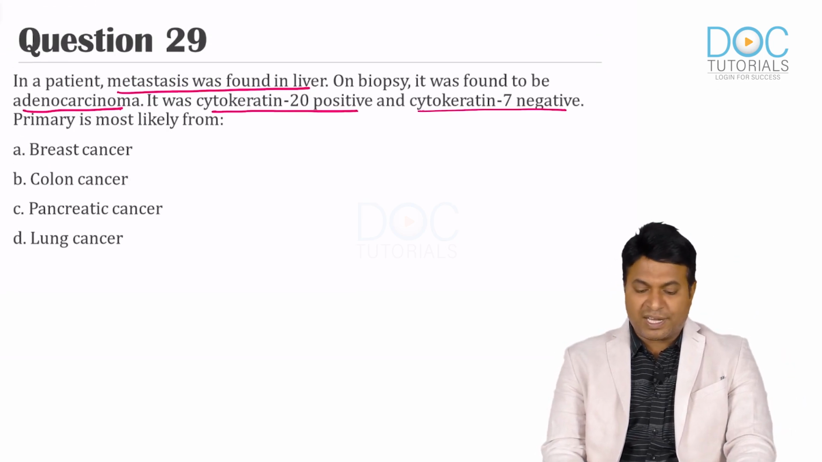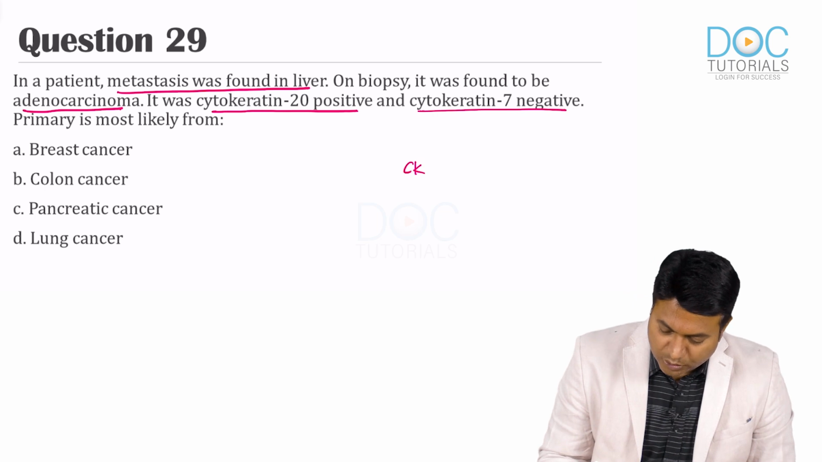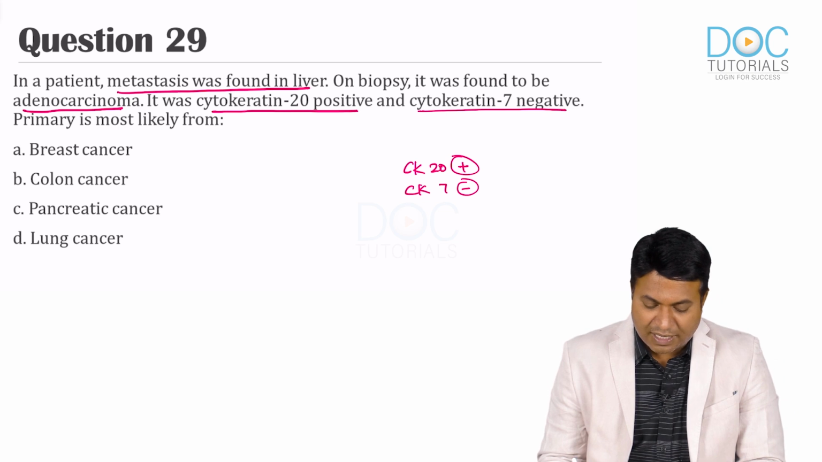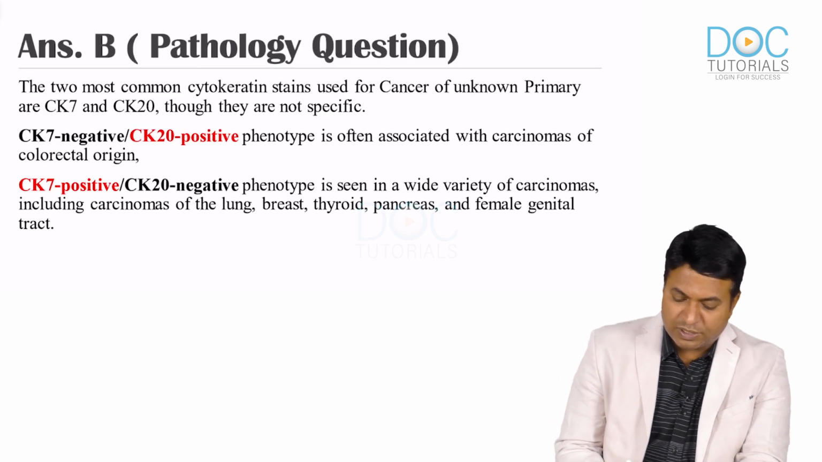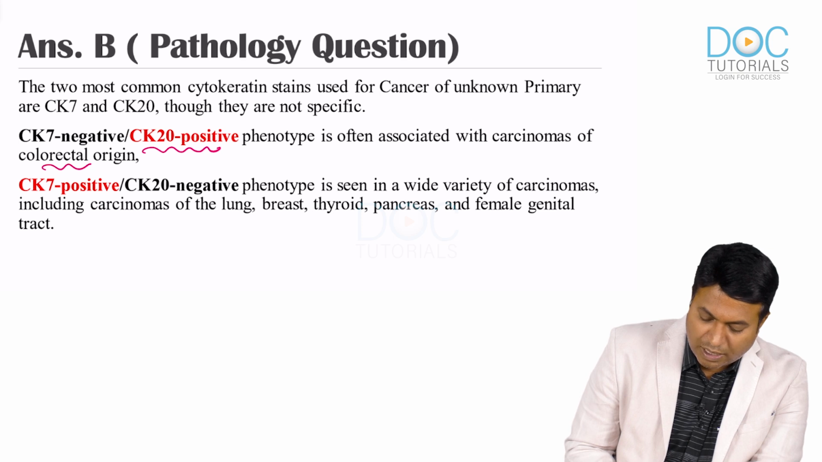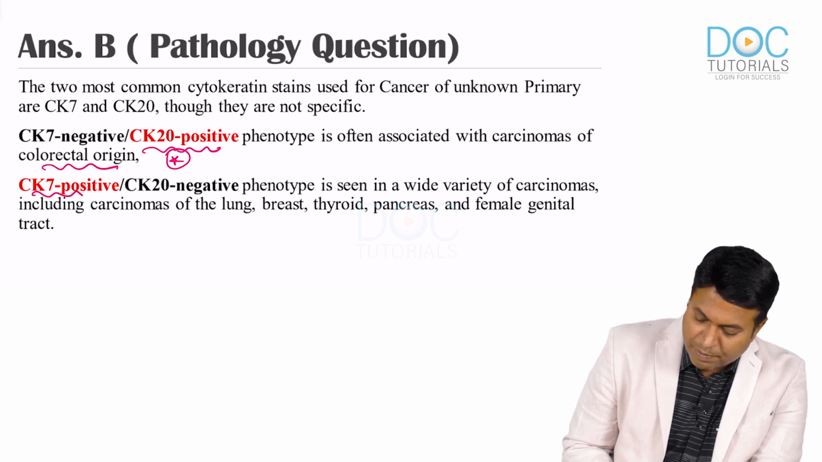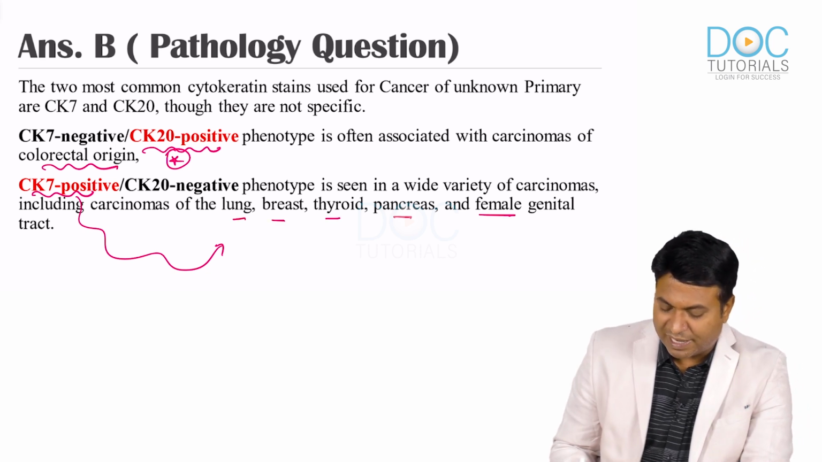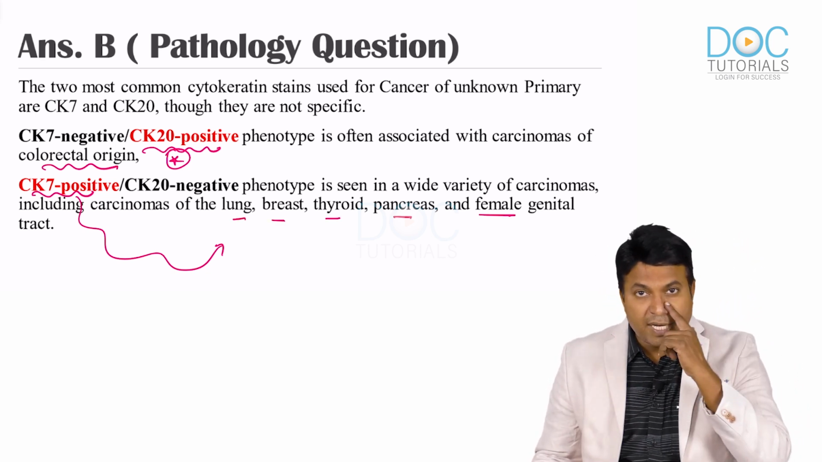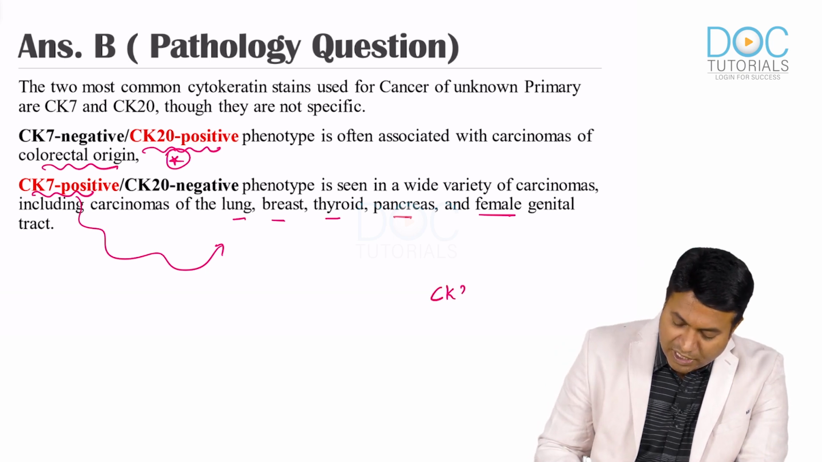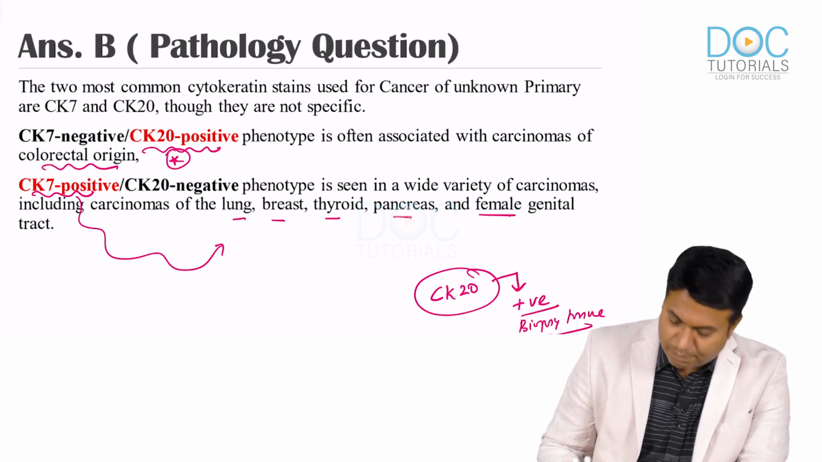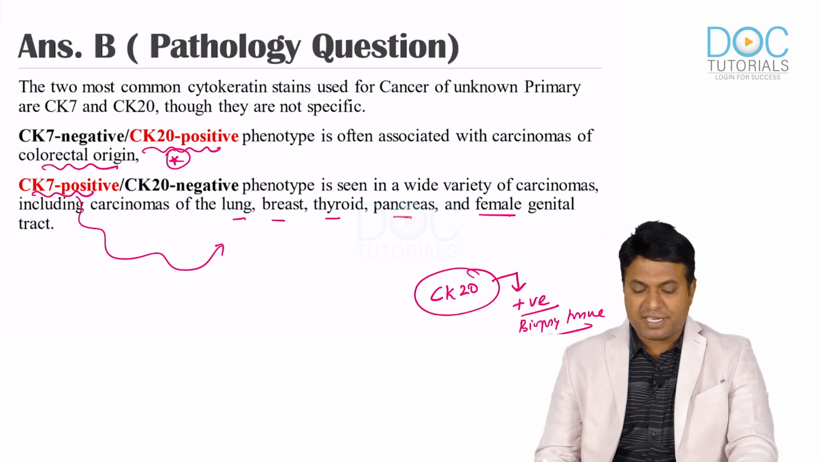So this is a pathology question actually, not a surgery question. CK20 positive, CK7 negative. So this is very classical of colon cancers. So CK20 positive is for colorectal origin. CK7 positive is for many other tumors: lung, breast, thyroid, pancreas, female, etc. So most easy to diagnose whether it is from colorectal, it is by measuring CK20 from the biopsy tissue. So this is a pathology repeat question, though it is not a surgery question. For completion sake, I have put the question.